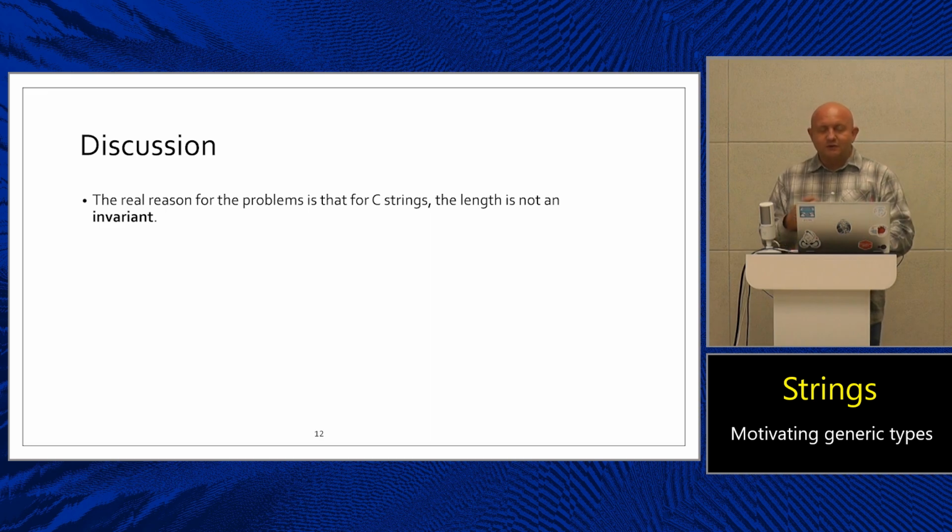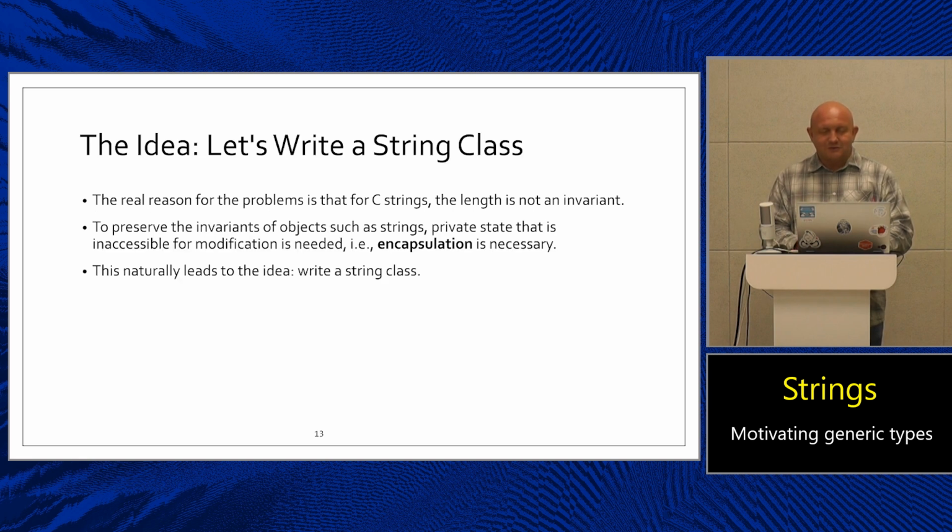And if you want to preserve invariants, how can we do it? I believe you know that to preserve invariants, we need object-oriented programming. Or rather, not exactly. This is the main motivation for the opaque principle. To preserve object invariants, we need encapsulation. We need private state which is inaccessible for modification by anyone except the methods of the class itself.